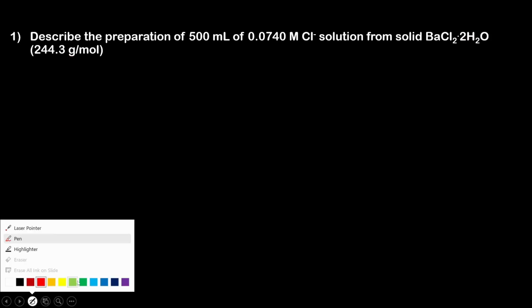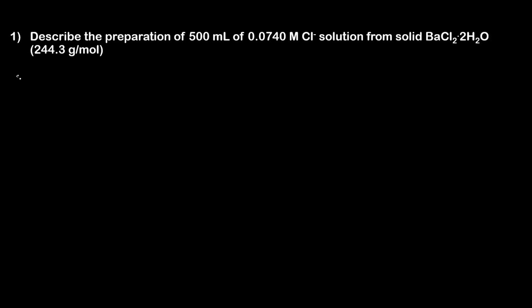In this video, we'll be solving three problems about hydrated salt solutions, particularly solving concentrations of elemental composition and describing how to prepare this specific solution. So for number one, describe the preparation of 500 ml of 0.0740 molar chloride ion solution from solid BaCl₂·2H2O, with the molar mass given as 244.3 grams per mole. As usual, this is the same problem as in the previous video, which will be linked above.